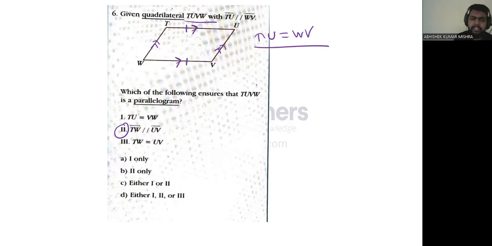It's all about concept. So yes, this condition is also given: TU is equal to VW. So only these two conditions are being fulfilled. If either one or either two conditions are fulfilled, my quadrilateral will become a parallelogram.